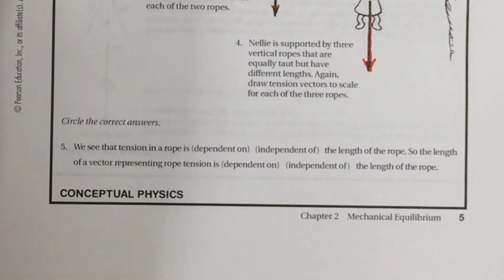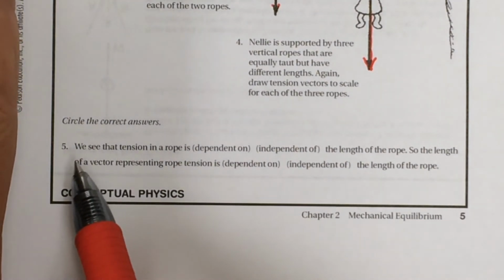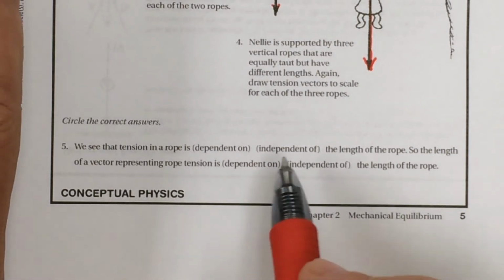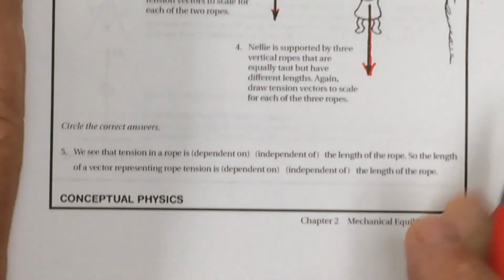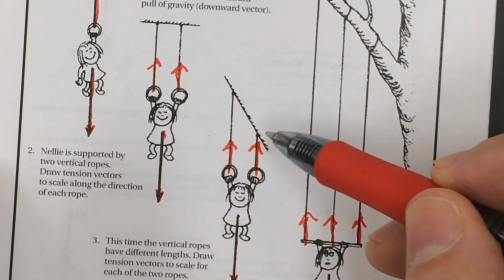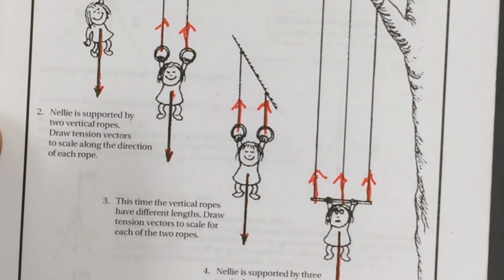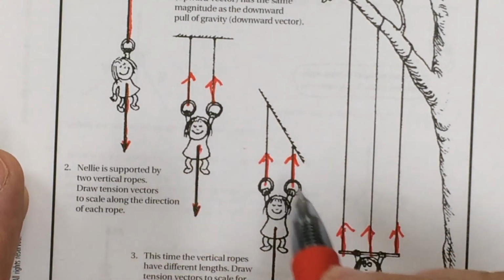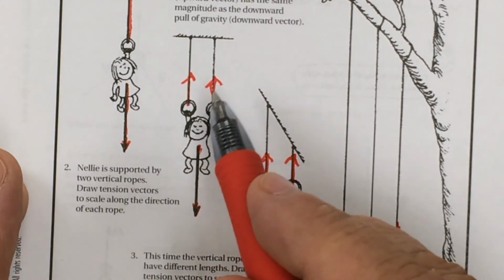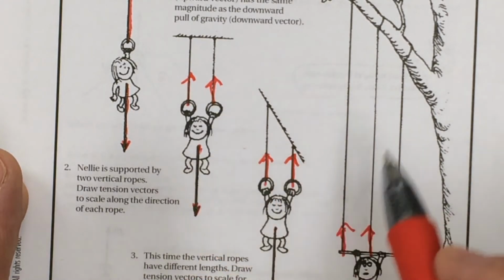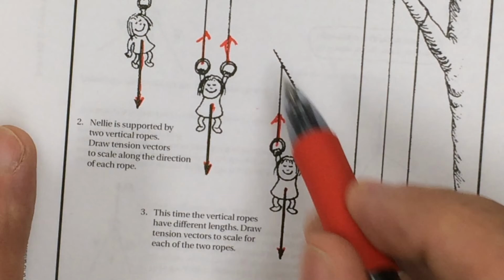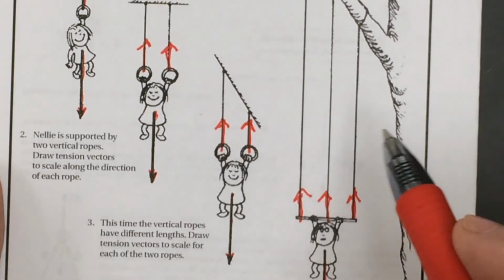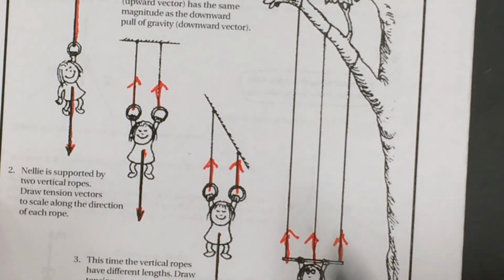Okay, so here's the last part. Circle the correct answer. We see that tension in a rope is dependent or independent on the length of the rope. So we had really long ropes here. We have a short rope and a long rope here. Was the tension in the rope dependent upon how long the rope was? What does your table say? We see here that these are equal. This is going to be 1/2 of her vector weight. This is 1/2, and it's the same here. So this didn't depend upon whether this was long and this was short, and this didn't depend on whether this was long and this was short and this was in the middle.